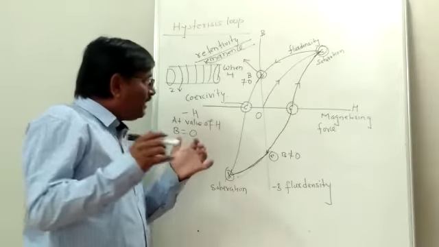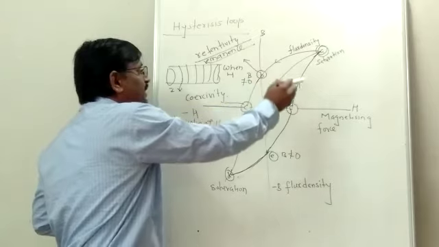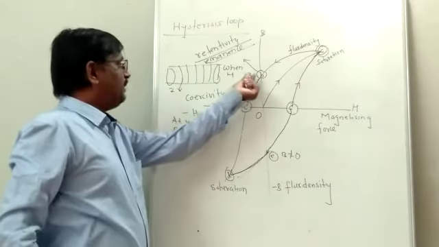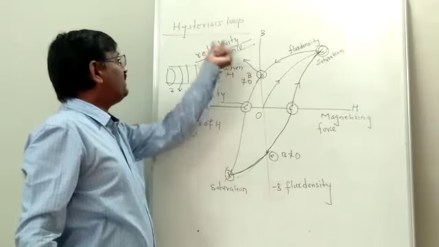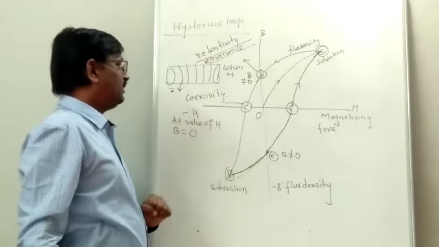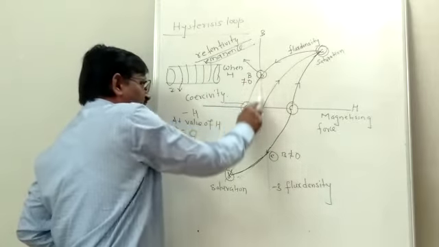Further, when we decrease the current, at the value of H equal to 0, the value of B doesn't become 0. That point is called retentivity and is represented by the letter B. OB is called retentivity.